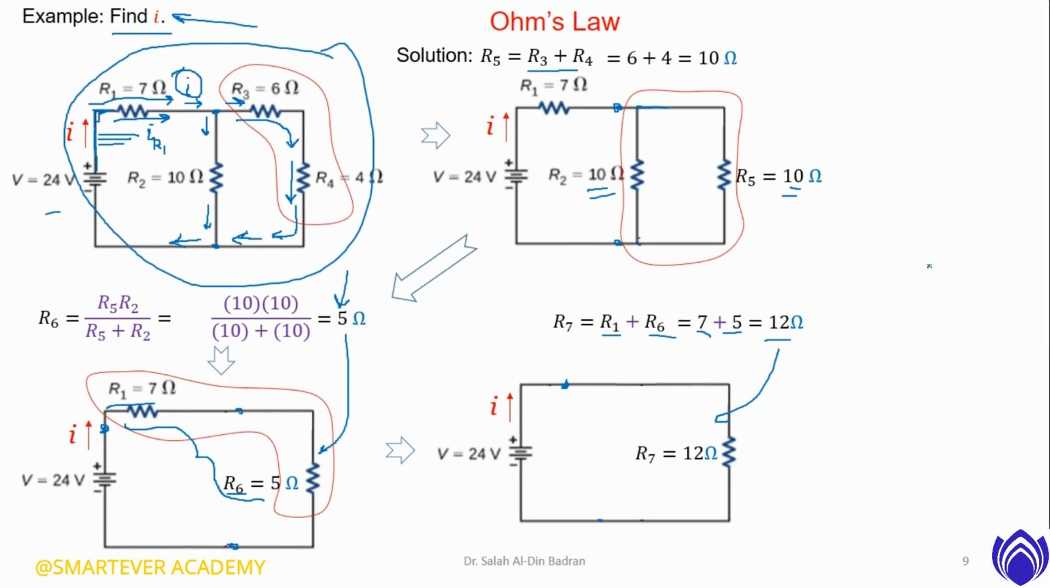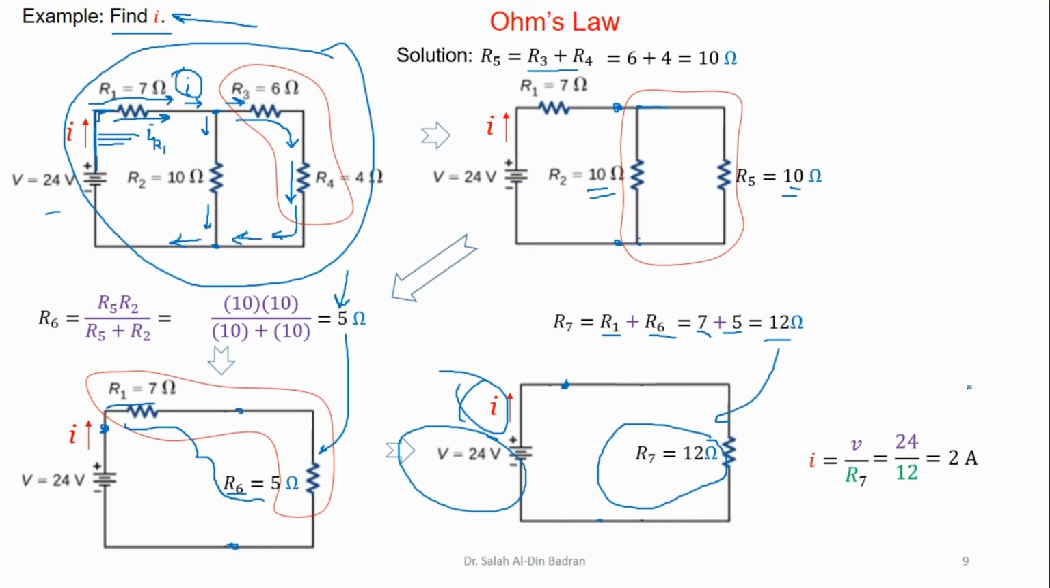Now it's very simple to find the current that's required in our example. According to Ohm's law, the current is equal to the voltage over the resistance. The current is this one that's required from us. The voltage is already given, 24 volts, and the resistance is the final equivalent resistance, which is 12 ohms. The result is 2 amps.